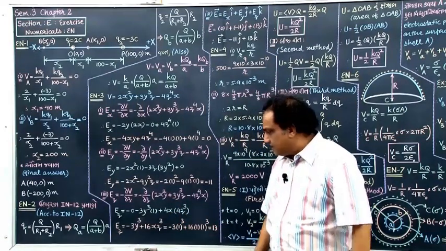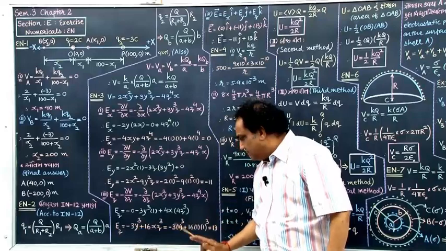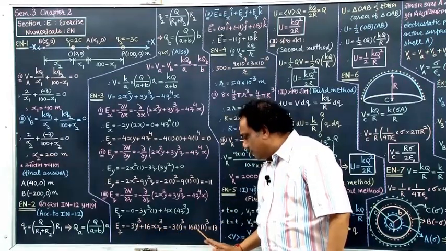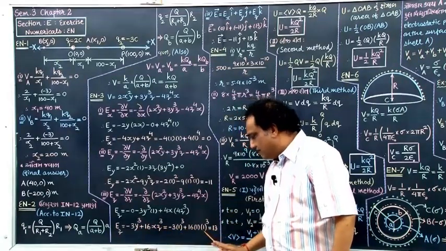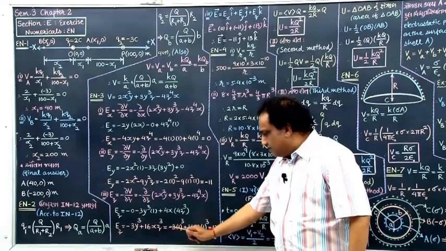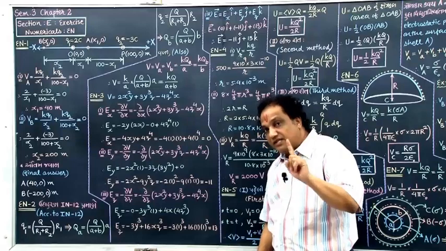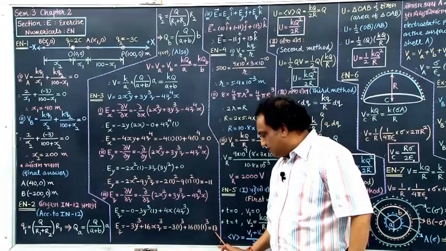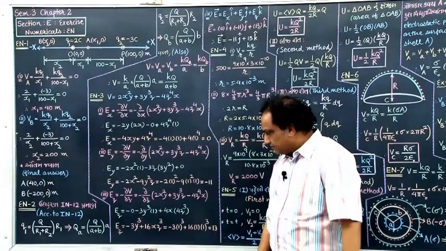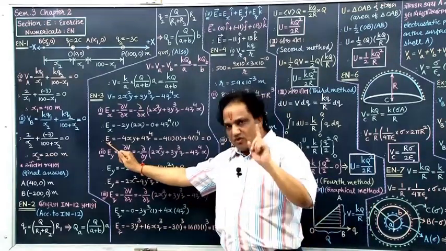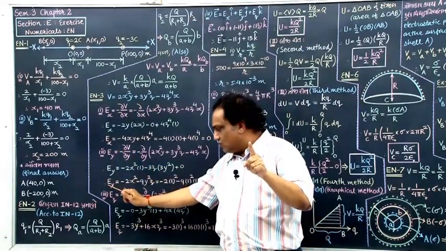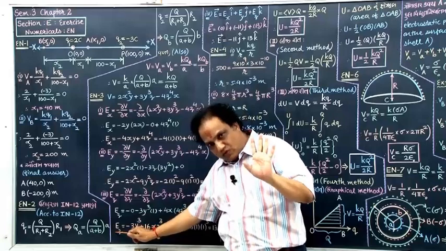Put up the coordinates. The y coordinate is 1 meter, the x coordinate is also 1 meter, the z coordinate is also 1 meter, correct? Simplify. This is minus 3, this is plus 16, minus 3 plus 16, that is plus 13. Simple. We know the x component of the electric field, we know the y component also, we know the z component also.